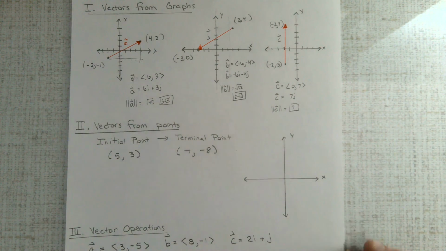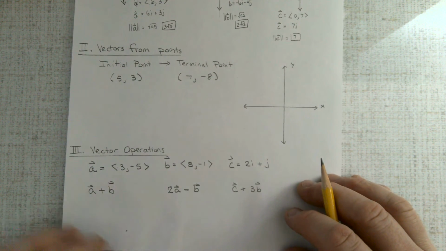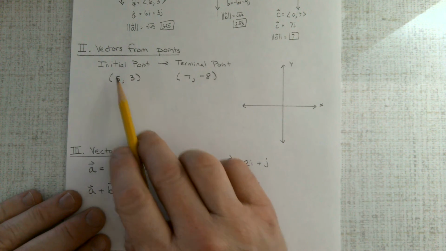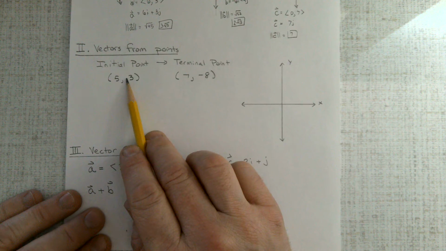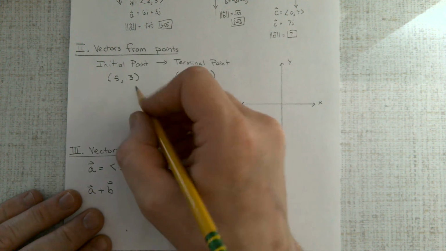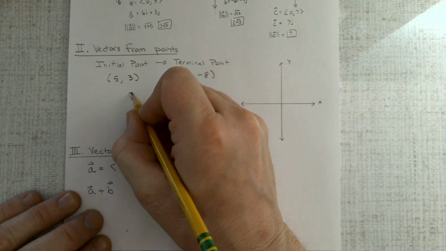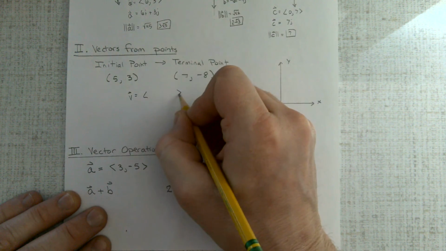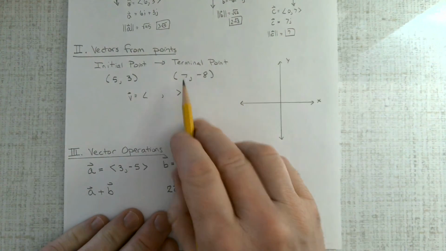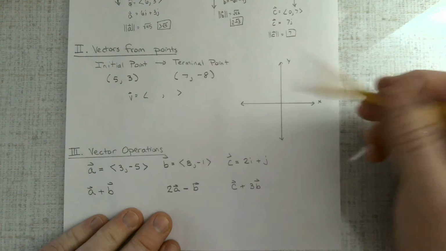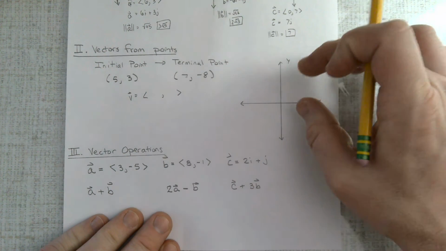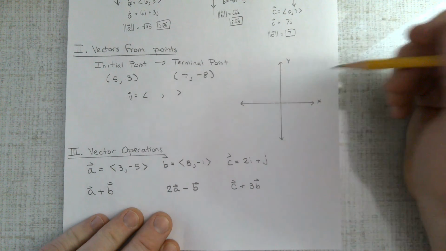Alright, after you've identified vectors from graphs, you'll just want to be able to identify them from points. So if we have an initial point here to a terminal point here, what is that vector? Let's call it vector V. Well, it has two components, and we're just going to subtract back. But I always want to help you figure out these by going back to the graph here.